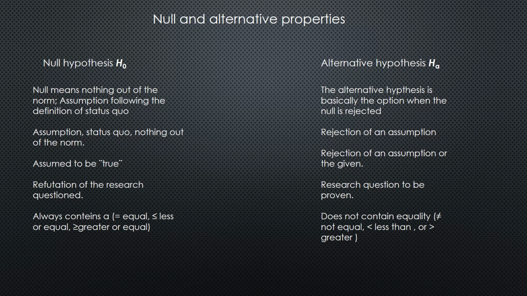Alternative hypothesis. The alternative hypothesis is basically the option when the null is rejected. Rejection of an assumption or the given. Research question to be proven. Does not contain equality, and contains the symbol not equal, symbol less than, or greater than.